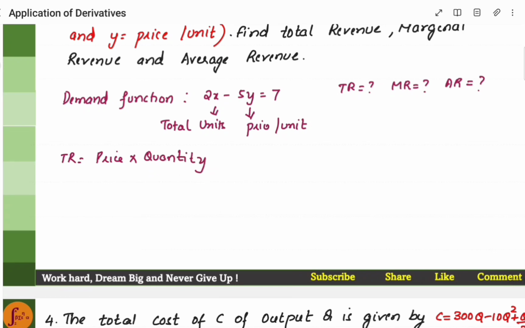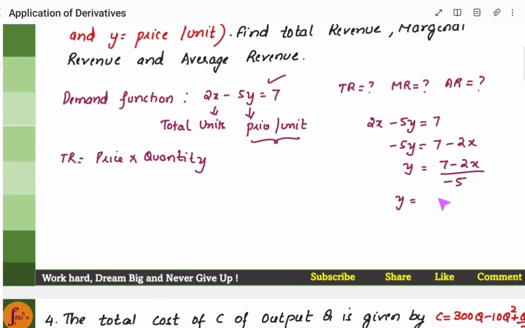Correct? Now, we don't know the price and quantity, but we have this demand function. So using the demand function, we can get one of these. You can get price from this demand function. So 2x minus 5y is equal to 7. So price is y. So what we will do, we'll separate out y. This will be 7 minus 2x. So y is equal to 7 minus 2x by minus 5, which is nothing but, I'll say minus 7 plus 2x by 5.